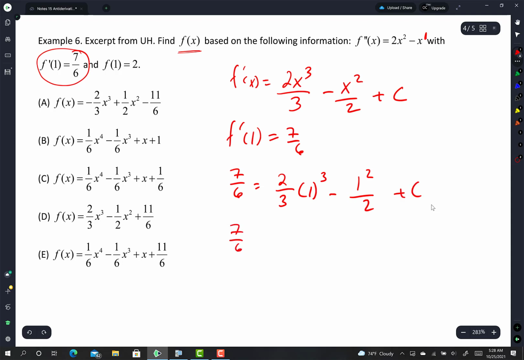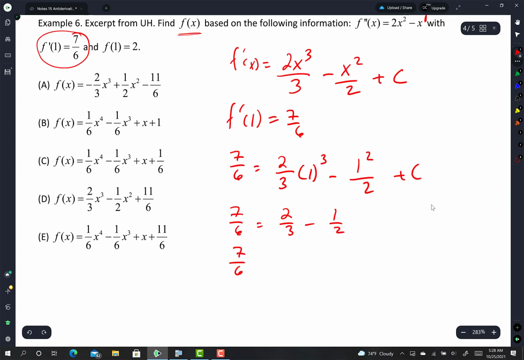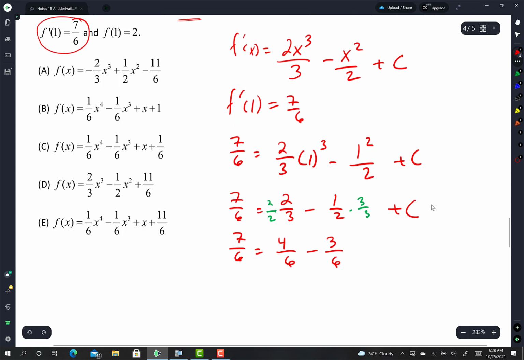So let's see, 7/6 equals 2/3 minus a half. I'm going to do a common denominator. 7/6 equals, I'm going to multiply the 2/3 by 2 over 2. Sorry about that, guys. I'll multiply the half by 3 over 3. So we're going to have 4/6 minus 3/6. Oh, don't forget we still have a plus c here.